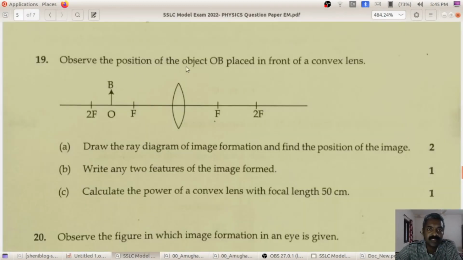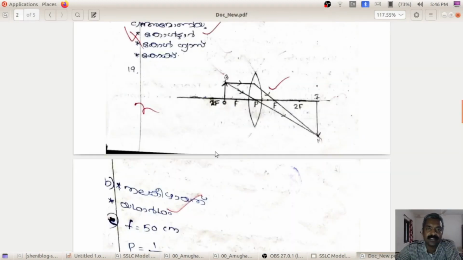Observe the position of the object OB placed in front of a convex lens. Draw the ray diagram of image formation and find the position of the image. This is the answer.